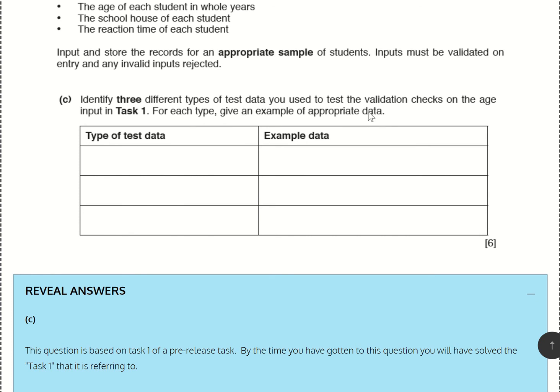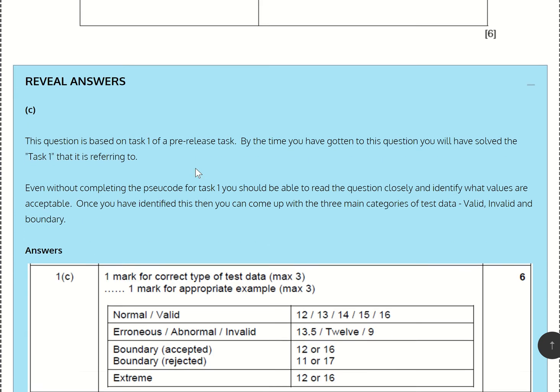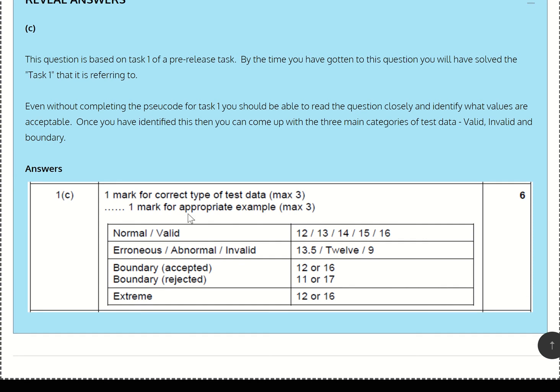Give an example of appropriate data. So three different types of data could be erroneous, boundary and normal, and we should give an appropriate example of the data. So for normal, for normal type of valid data, it could be 12, 13, 14, 15, 16. For erroneous, abnormal, invalid, it could be 13.5 or 12 or 9, because this is under the minimum.